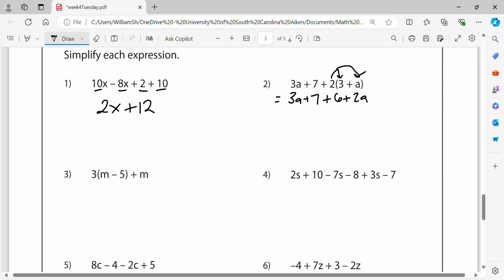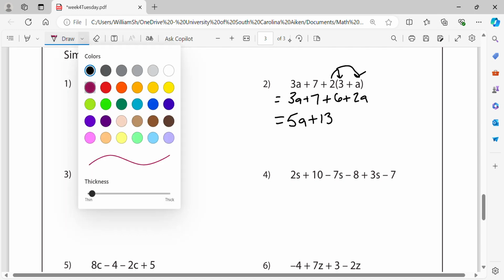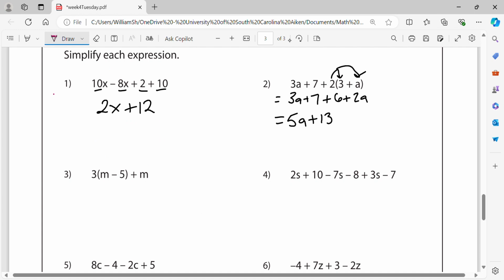Okay, 3a plus 2a is going to give us 5a. 7 plus 6 is going to give us 13. So I've simplified it to 5a plus 13. We added a little multiplication step there. Let's do another one.